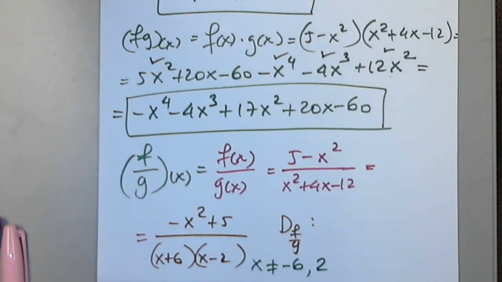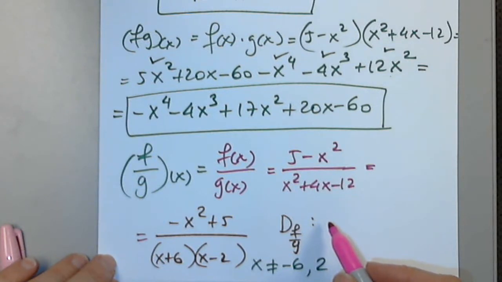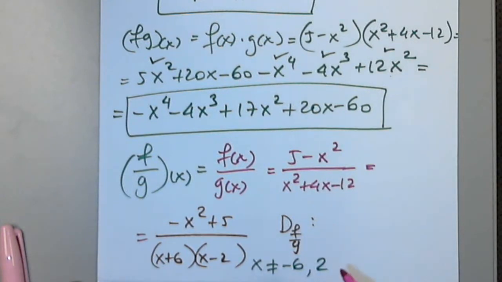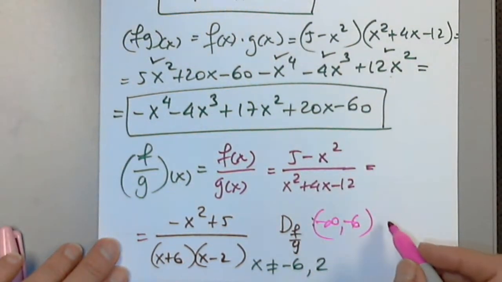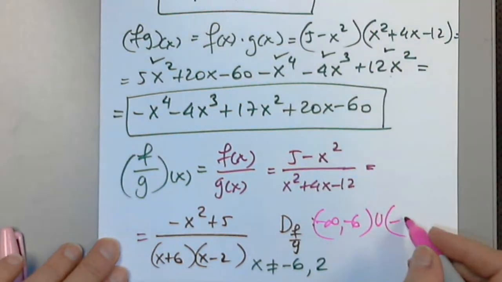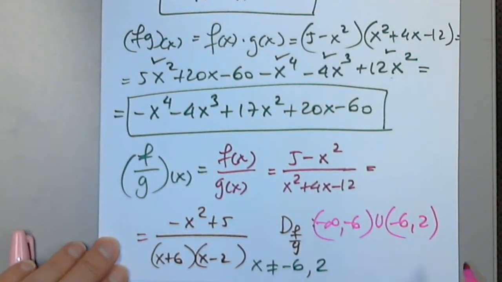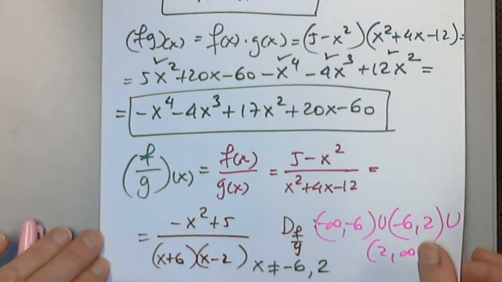Therefore, can anyone give us the domain now? Negative infinity, negative 6, union 2, then union to infinity. Because if I skip the negative 6, 2, I skip infinitely many solutions. Or not solutions, part of the domain. Yeah. Very good. Any questions here?